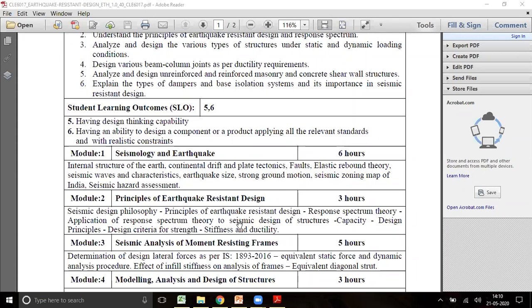In that, we will be studying the principles of earthquake resistant design, then response spectrum theory, which is very essential for the design of the structures as per IS 1893 Part 1, and application of the response spectrum theory to the seismic design of the structure, and capacity design principles, design criteria for strength, stiffness, and ductility. Okay, so in that the capacity and the ductility, it simply refers to the strong column weak beam criteria.